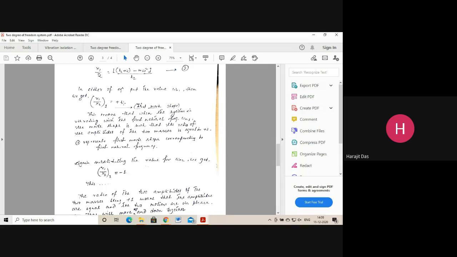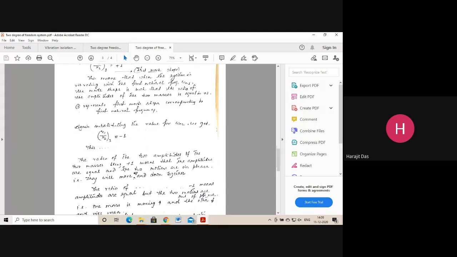And what was their physical meaning? This +1 means that when the first mass is displaced in the downward direction with an amplitude of x1, the second mass will also be displaced downward, in the same direction. That is why it is +1. And this negative sign represents that when the mass m1 is displaced downward, at the same time the mass m2 will be displaced in the upward direction. Those things are written here.